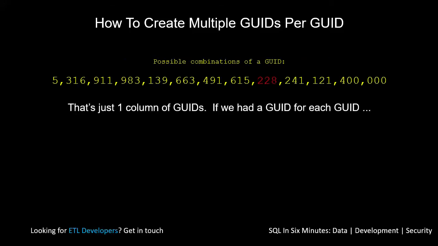Now, the reason why this is unlikely to ever occur is because this is the possible combinations of a GUID, and that's a lot. I highlighted trillion here, as you can see. It is much, much higher, and that's just one column of GUIDs. So consider if we had a GUID for each GUID, right? That would be a lot.